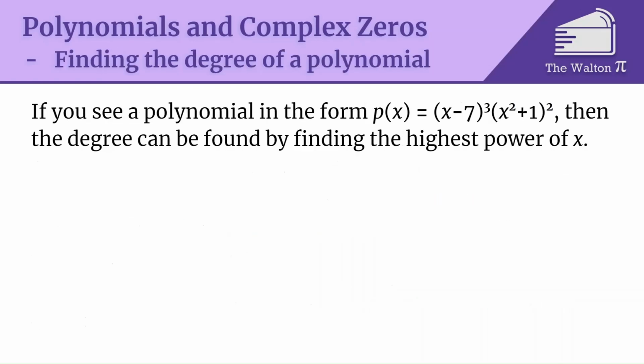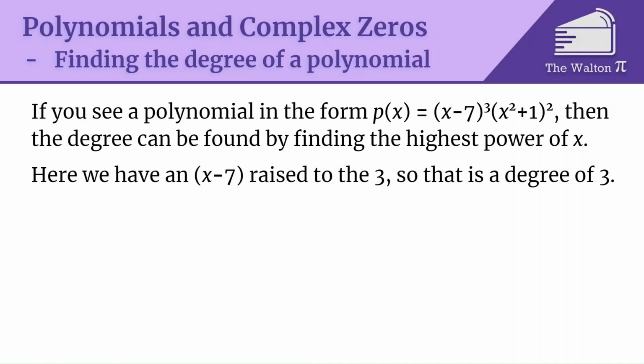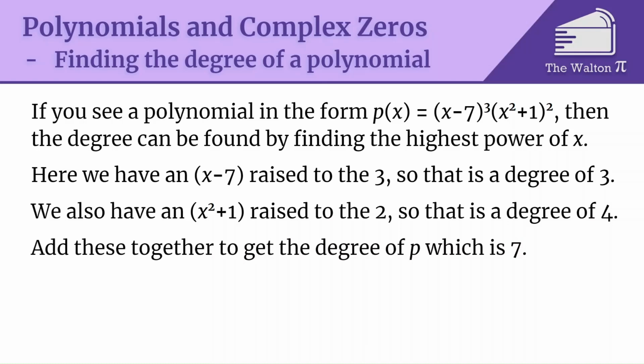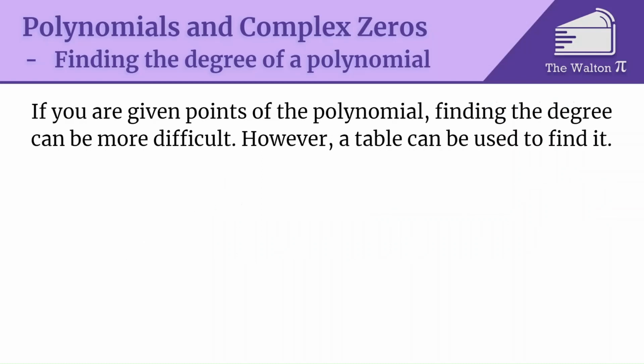Now, if we see a polynomial in factored form, like p of x equals (x minus 7) cubed times (x squared plus 1) squared, the degree can be found just by finding the highest power of x. So we have an (x minus 7) raised to the 3, so that's a degree of 3. We have an x squared plus 1, that's degree 2, raised to the 2, so that's 2 times 2, which gives us a degree of 4. And we just add those together, 3 plus 4, to get the degree of 7, which is our degree of p of x.